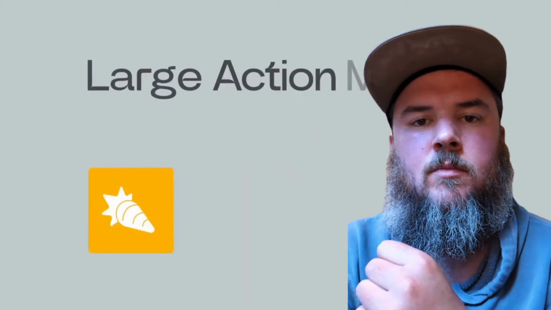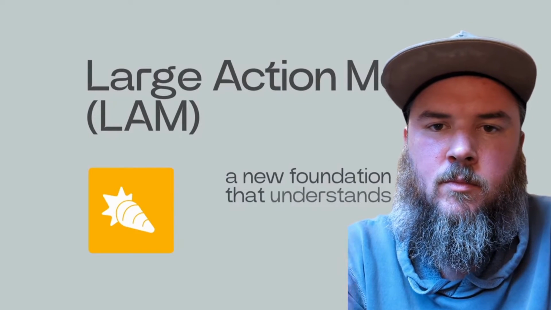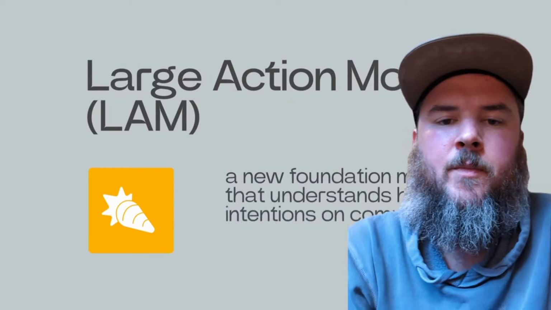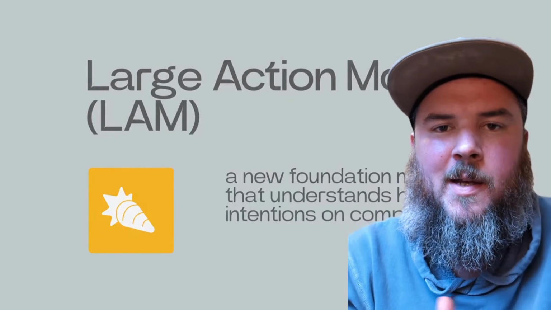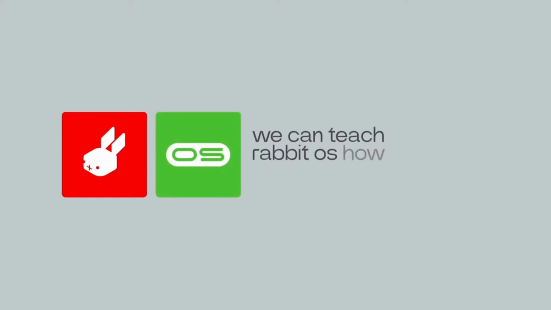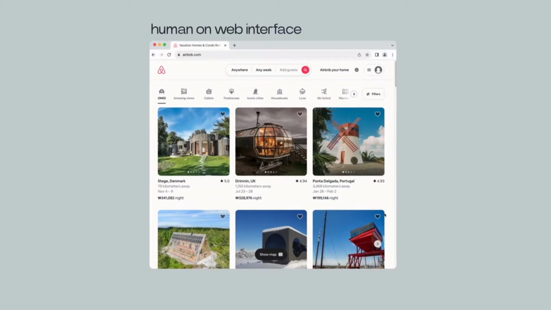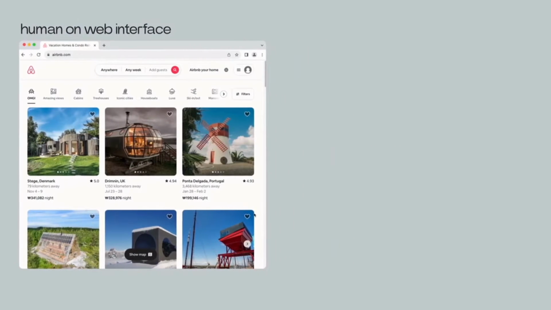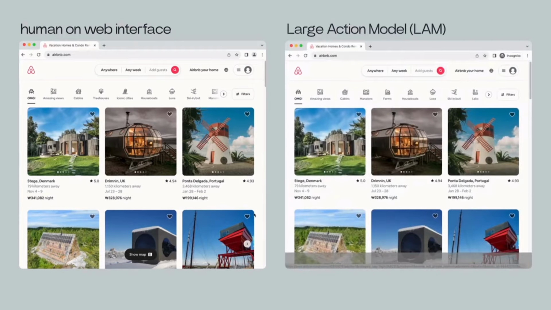A large action model, or as we call it, LAM, is a new foundation model that understands human intentions on computers. So basically what they mean is you can talk to it, tell it to complete a task, and the Rabbit AI will understand. Through it, we can teach RabbitOS how to use specific applications. I'm teaching a rabbit how to book an Airbnb. While I'm operating normally as a human on the left screen, watch closely on the right as the large action model is learning all my inputs and imitating my behavior in real time.